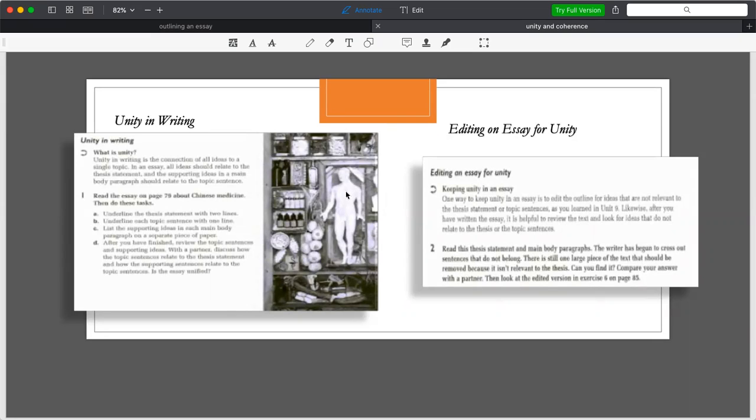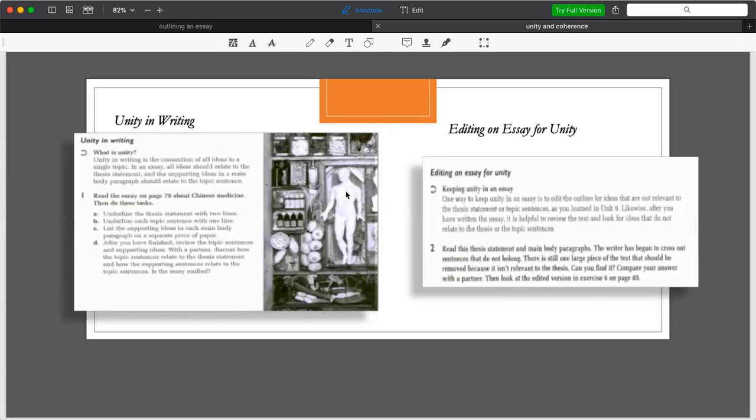As we can see, the essay here is about Chinese medicine. Underline the thesis statement with two lines in the example there, and then underline each topic sentence with one line, and list the supporting ideas. After you have finished, review the topic sentence and supporting ideas. Share with your friends, and discuss how the topic sentence relates to the thesis statement and how the supporting sentences relate to the topic sentence. Is the essay unified?